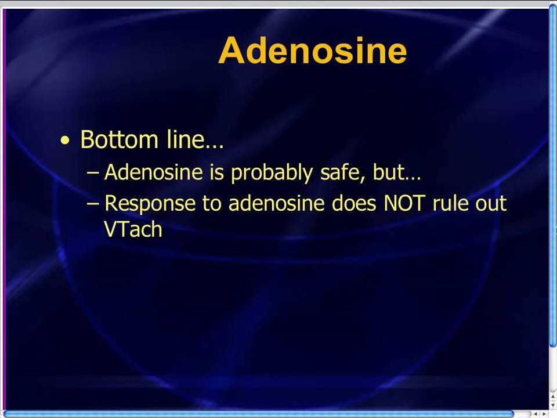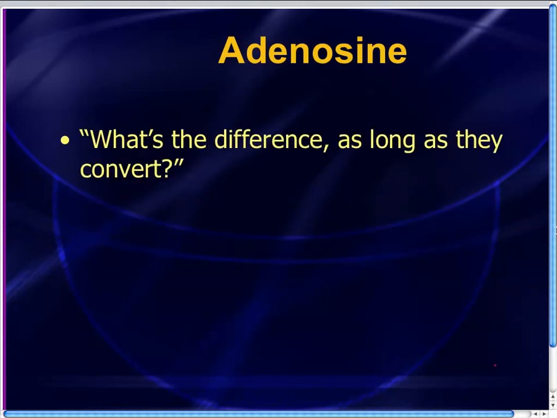The bottom line is, yeah, adenosine is safe for using in wide complex tachycardias, but it does not rule out VTAC. It doesn't reliably distinguish between SVT and ventricular tachycardia. Now, some people will say, well, what's the difference? Why not just give adenosine to all of these patients? And if they convert, well, you've solved their VTAC anyway. Who cares? Well, there's a big problem here.